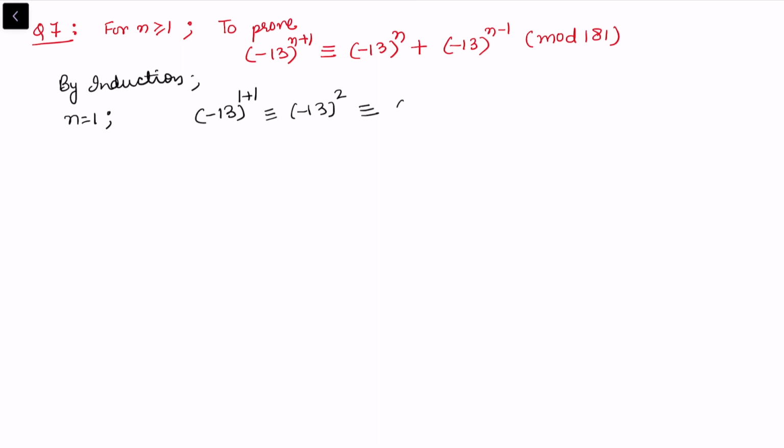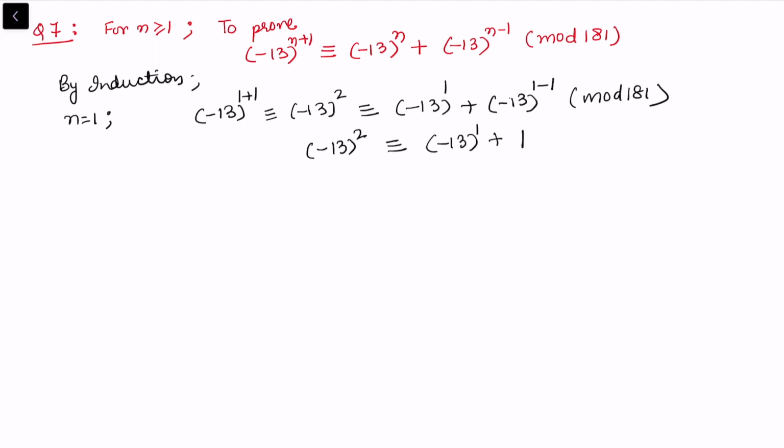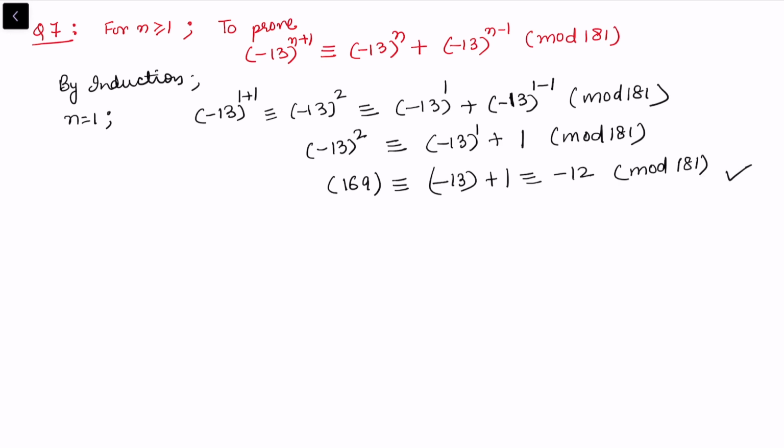And on the right hand side, we got (-13)^1 plus (-13)^(1-1) mod 181. So this is the right hand side. And so we notice (-13) square is congruent to (-13)^1 plus (-13)^0, and anything raised to power 0 is 1, mod 181. This is congruent to -13 plus 1, and here we got (-13) square, which is 169, and 169 is congruent to -12 mod 181, which is true. We can see that when we take -12 on this side, we got 181.